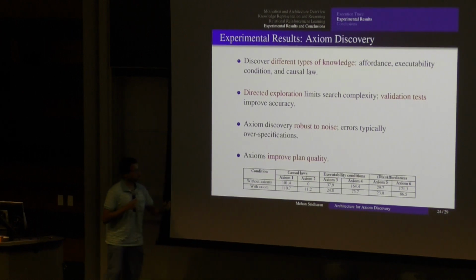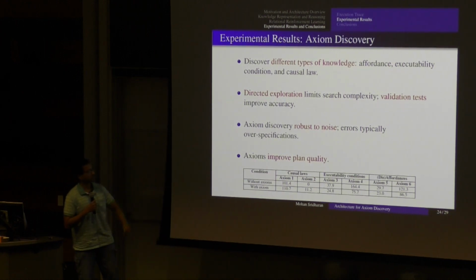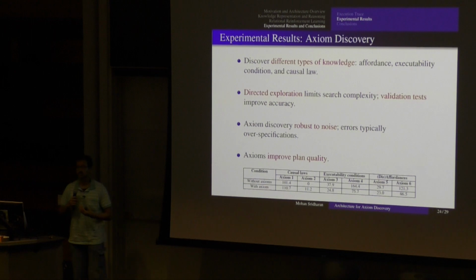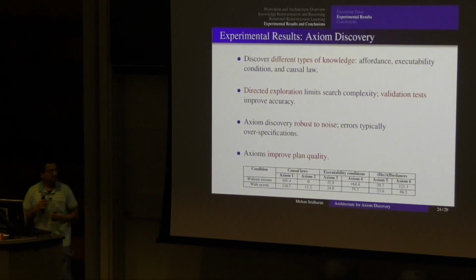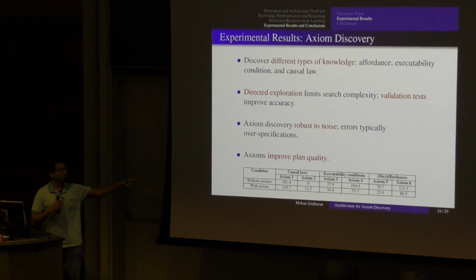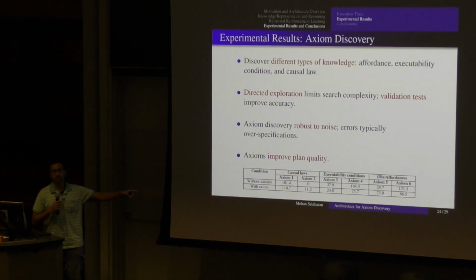So I'm just going to focus on one thing. If you go, say, for the executability condition, initially you don't know that under certain conditions certain actions should not happen, and so you generate more plans, but with the axioms you generate fewer plans, and as you get more and more knowledge, all of these plans are actually accurate, right?